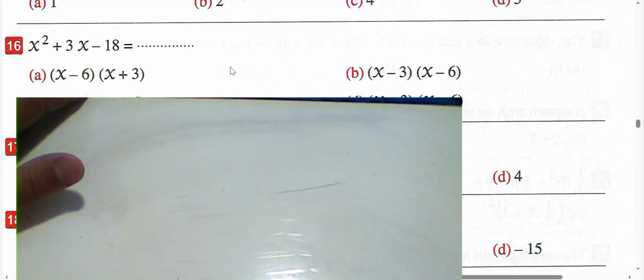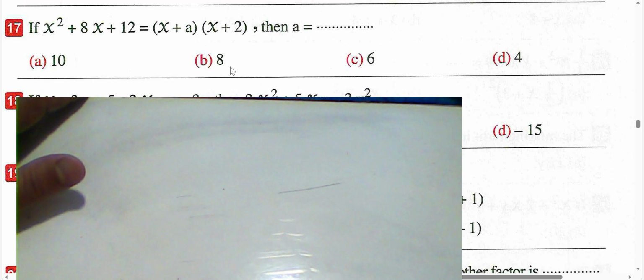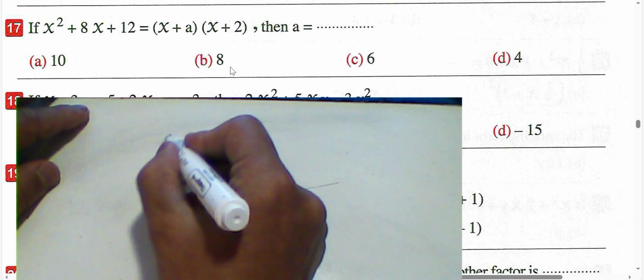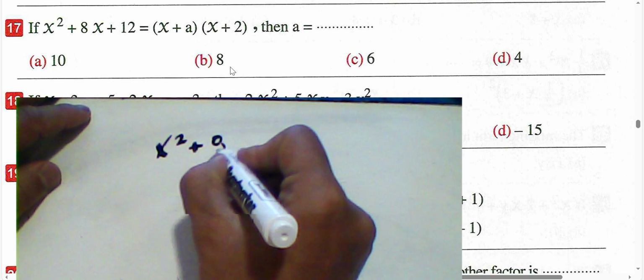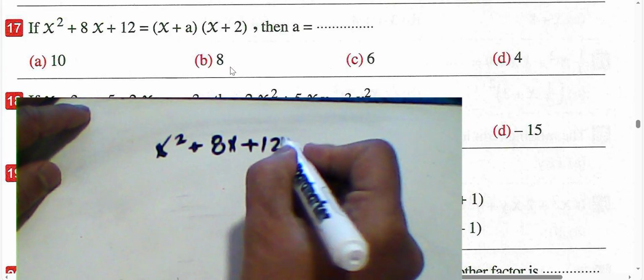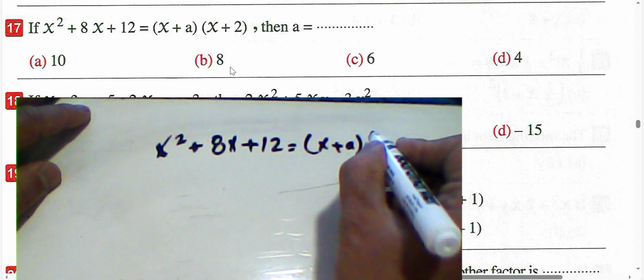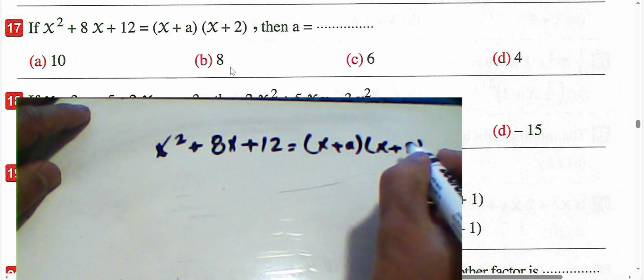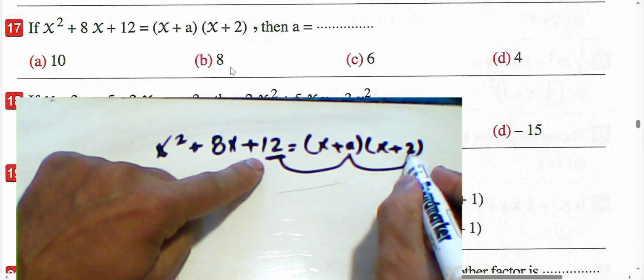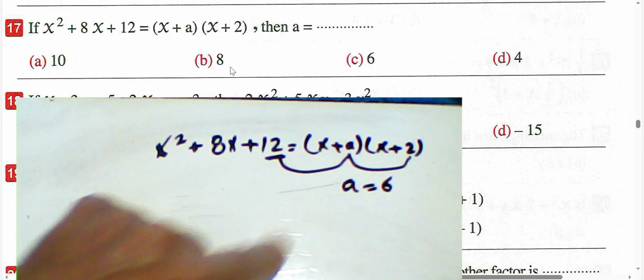Next question. x power 2 plus 8x plus 12 equal to (x plus a) product (x plus 2). Look at it. 12 equal 2 times what? 2 times 6. This is the value of a, a equals 6.